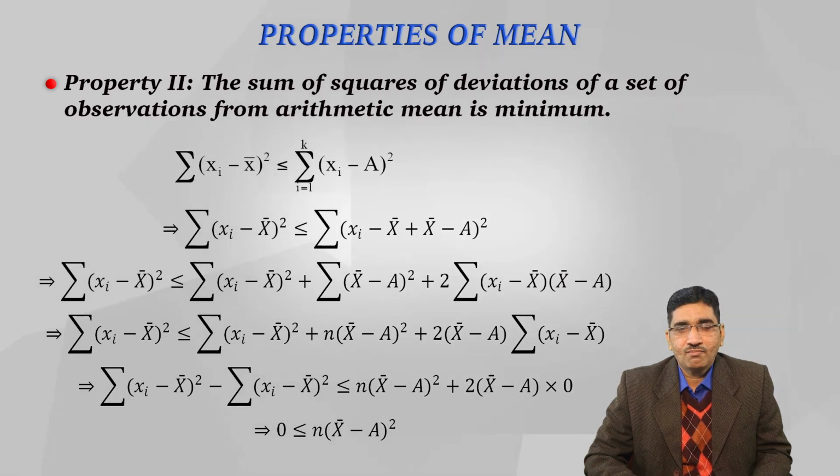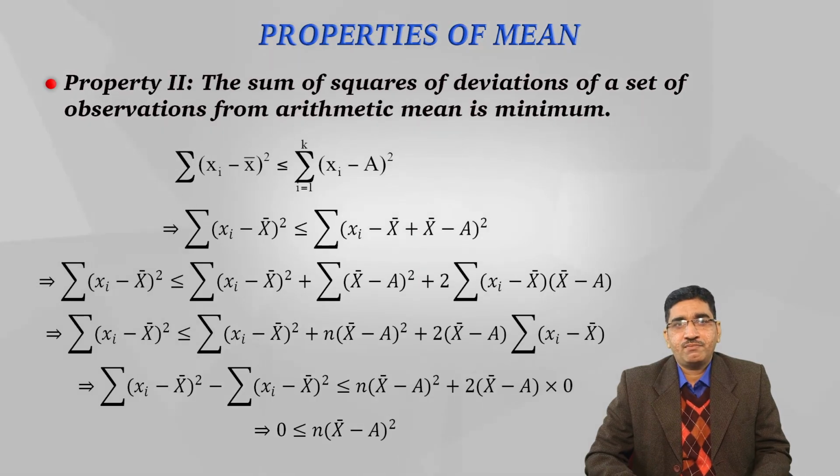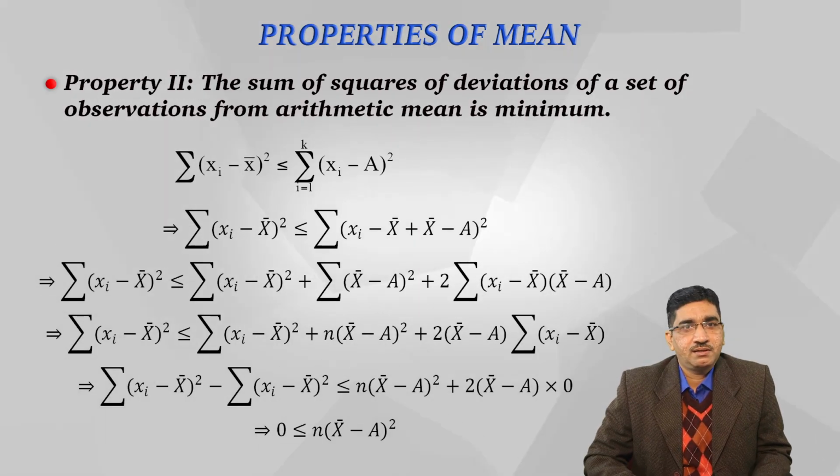The third term will be 2 times the sum of (xi minus x bar) multiplied by (x bar minus a). So here again x bar minus a is a constant value, so that will come out of the bracket in the fourth step. So in the fourth step we have got three parts. The first part is the summation of (xi minus x bar) square, plus n times the constant value, that is (x bar minus a) square, and the third term is 2 times (x bar minus a), that is a constant, and the summation of (xi minus x bar).